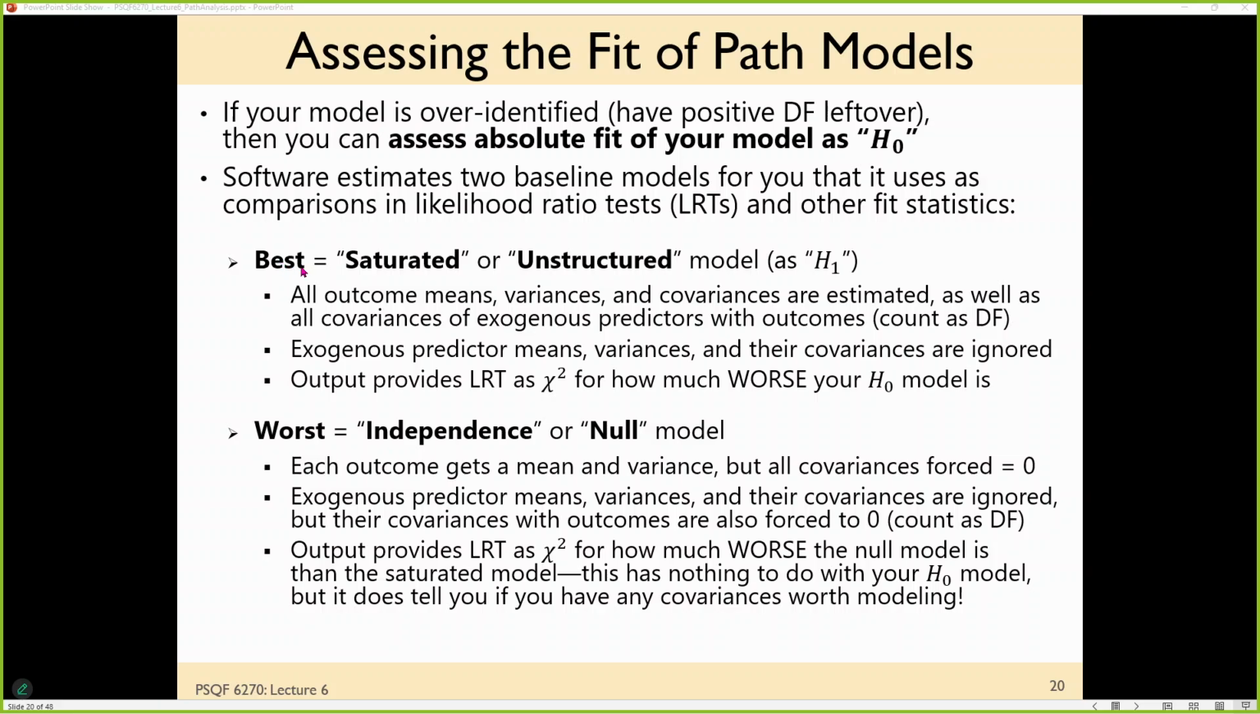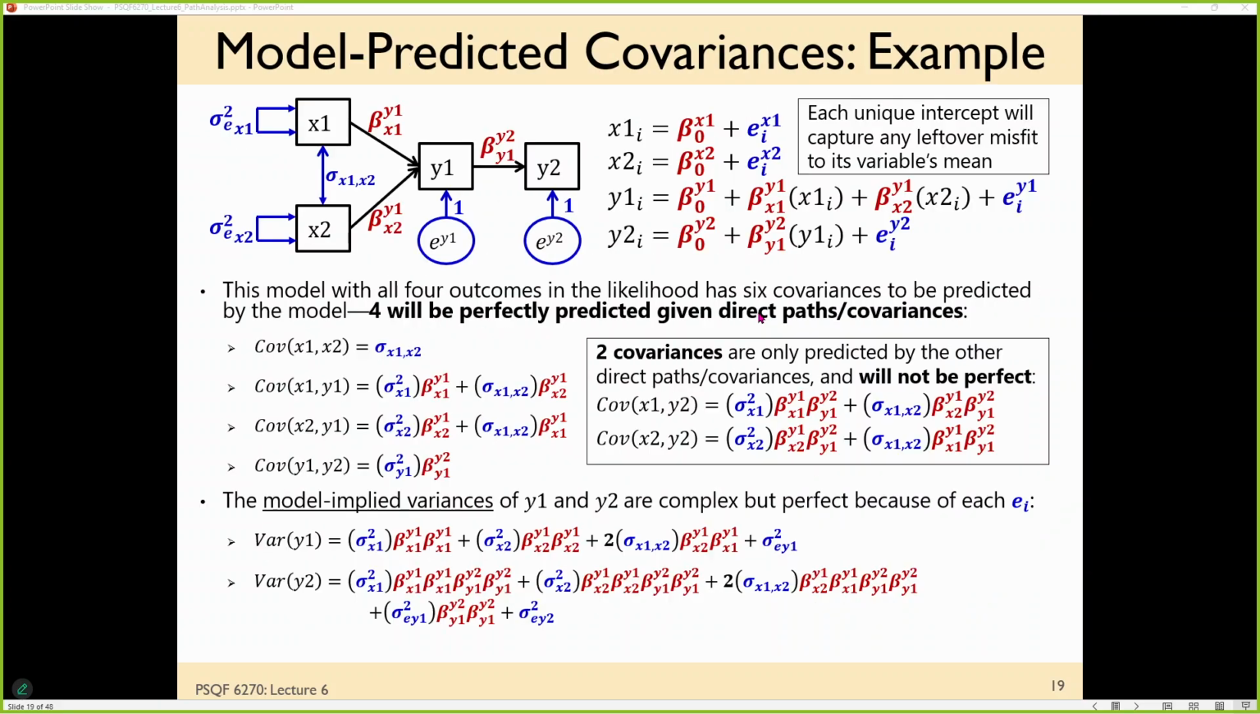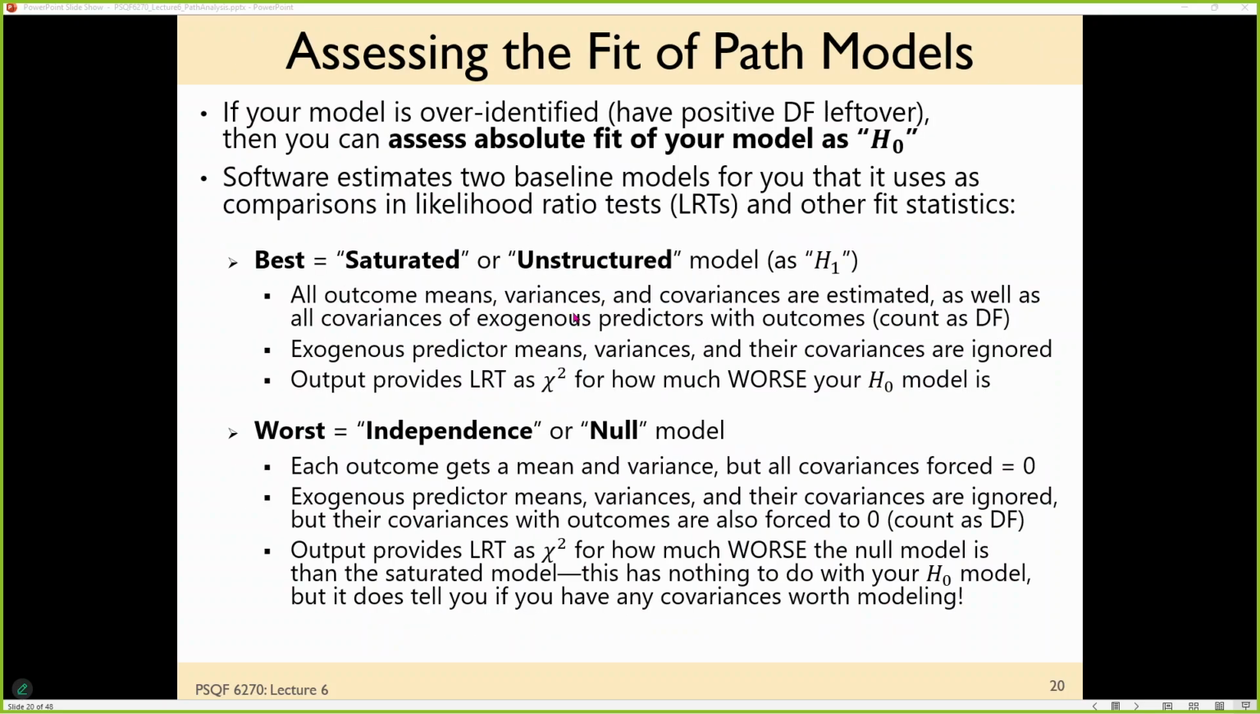And the best option is what's known as a saturated model, or an unstructured model, which is the term I use for this when I teach longitudinal, and it will be labeled as the H1 model in your output. This is the right answer. It's what you get if you put in every possible path that you can. That is going to perfectly recreate the means, variances, and covariances. So then the question is, how tall is your best possible model? That's a log likelihood. And then we test against it, like how much worse we are than perfect. That's the logic.